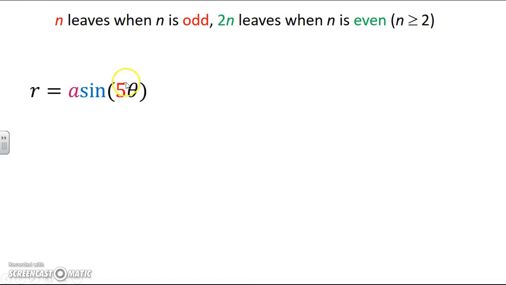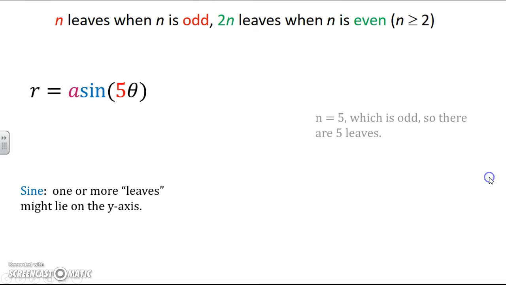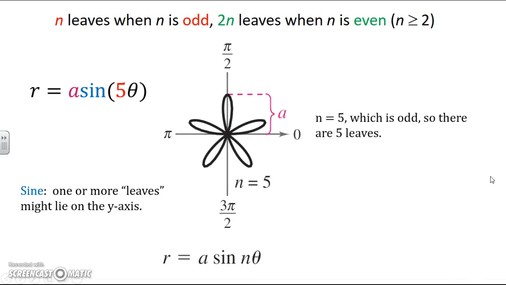We're back to an odd number of leaves. I should expect to see 5 leaves on this graph. Might one or more of them lie on the y-axis? And sure enough, one of them does. So maybe a connection that I can make is when n is odd, I might expect that sine or cosine are going to play a role where one of the leaves is going to lie on that axis. For instance, when we saw a cosine of 3 theta, 2 of the leaves didn't lie on an axis, but one lay on the cosine axis.